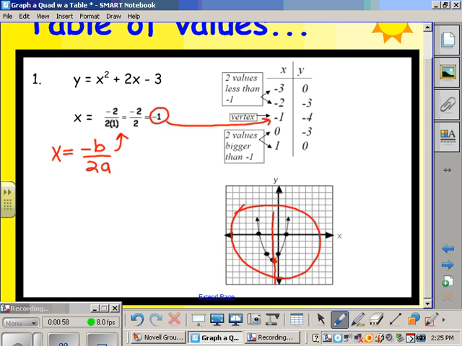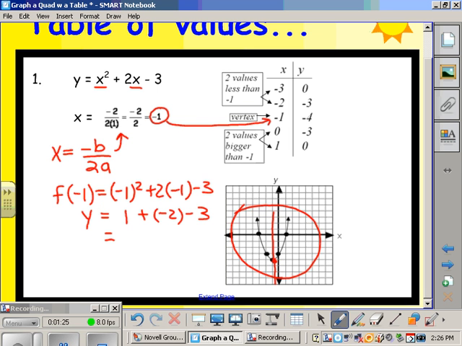From there, we would plug the -1 into the equation wherever you see an x. So the x squared and then the 2x, we're going to replace those x's with -1. We'll go ahead and simplify the right side of the equal sign, and that will tell us our value of y for the vertex. So we would get 1 plus -2 minus 3, which gives us -1 minus 3, or -4. And if you look back up at the table, that's what we have in the table. The question is, where do we go from here?